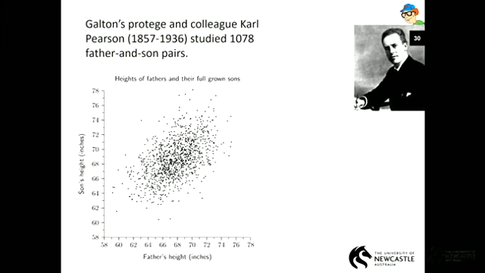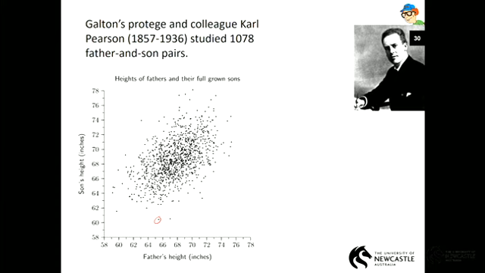His mate got all these dots. Every dot there is a father-son pairing. So this dot here was, it's olden days, so it's in inches, about a 65-inch father, sounds horrendous, had a 60-something-inch son. Okay, fine. So every one of them is a dot, and there's 1,078 dots.